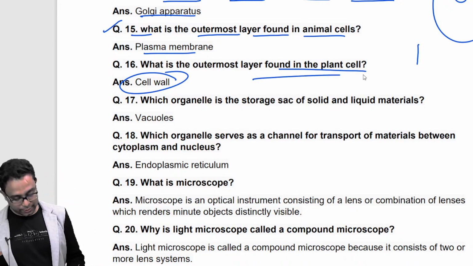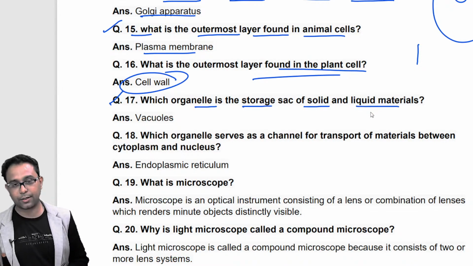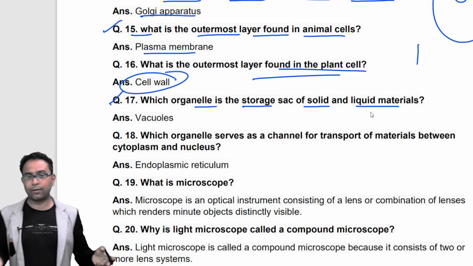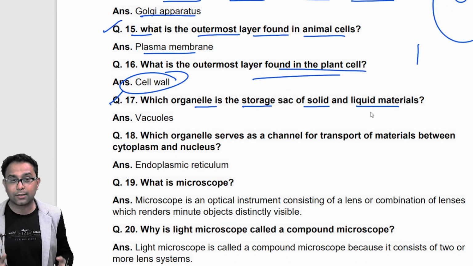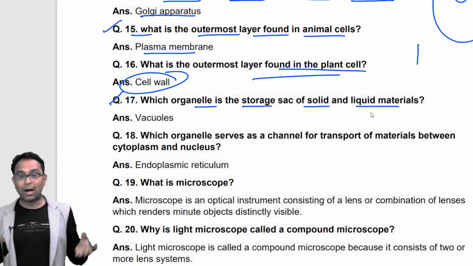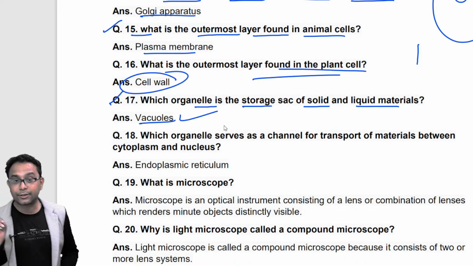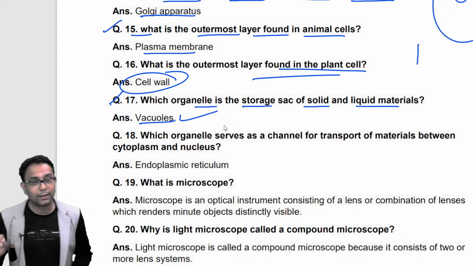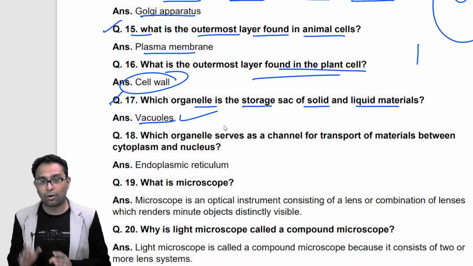Next question, question number 17. Which organelle is the storage sac of the solid and liquid material? The cells are required to store some materials, but which structure is there where all the material is stored, like a storehouse? This is the vacuole, right? Vacuoles are the storehouse where all the solids, liquids or gas materials are stored.